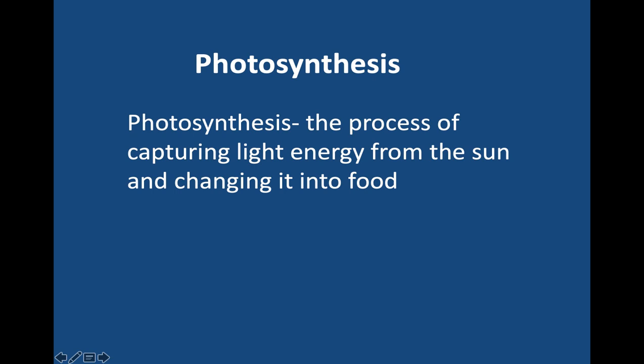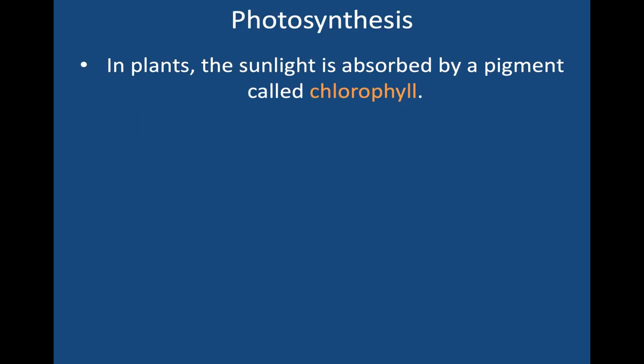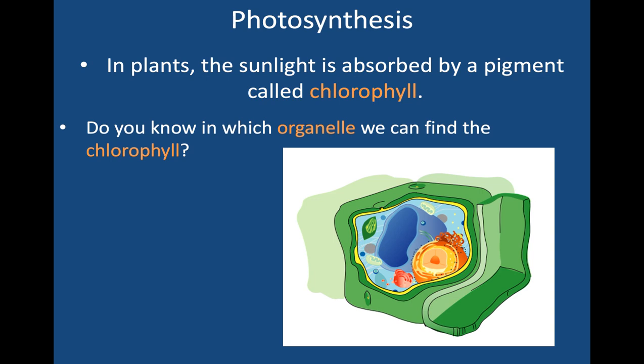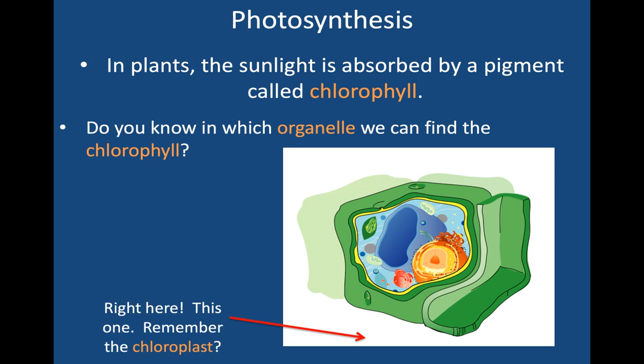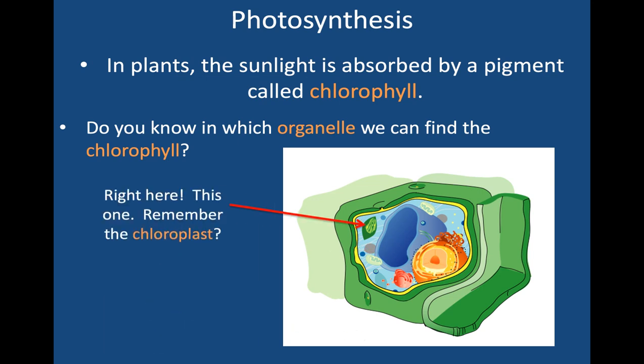So what is photosynthesis? Photosynthesis is the process of capturing light energy from the sun and changing it into food. In plants, the sunlight is absorbed by a pigment called chlorophyll. Do you remember what organelle in our cells have chlorophyll in them? If you remember correctly, those are our chloroplasts, the little green bean type looking thing that you see there in that plant cell. That is our chloroplast, and it contains our chlorophyll.